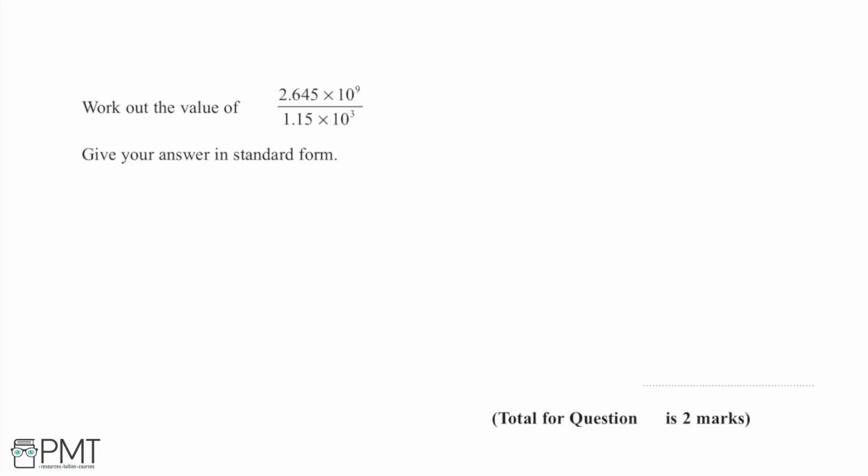So in this question, we're asked to work out the value of this expression that we have here, so 2.645 times 10 to the power of 9, all over 1.15 times 10 to the power of 3. And we're asked to give our answer in standard form. So the numerator and denominator of the fraction are already in standard form, so it's going to be easy to work with these and come to our final answer.